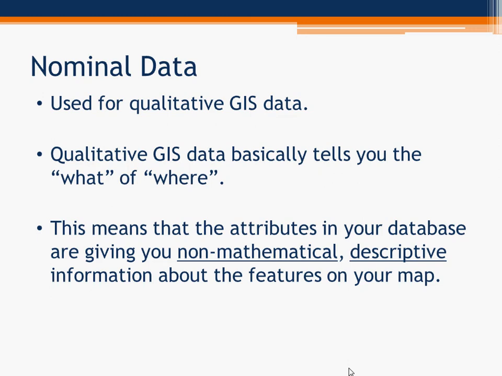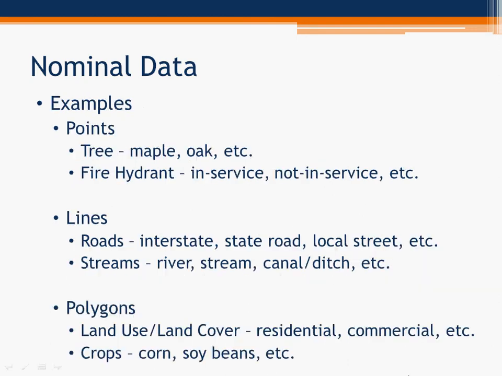The point of this is that it is exactly what we're saying here. It's descriptive information that is non-mathematical. You can't do any kind of computation on that information, but it does give you that descriptive information that may be useful for labeling in your map or for querying certain types of features. So I have several examples here.